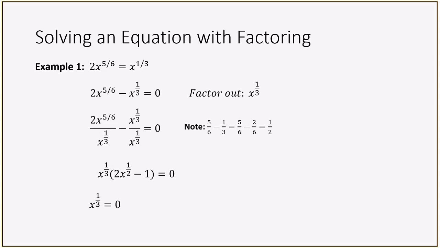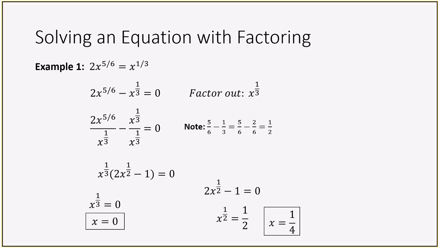Now I can go ahead and solve this equation. I'm going to set each part equal to 0 and solve. The first equation, x to the 1/3, is pretty solvable. I would just cube both sides and get 0. For my second equation, I subtract 1 from both sides and divide by 2, and we know that x to the 1/2 is the square root. So now we square both sides, and I get x is equal to 1/4. By the way, it's worth mentioning x to the 1/3 is the cube root, and that's why on the bottom left of this slide we cube both sides.